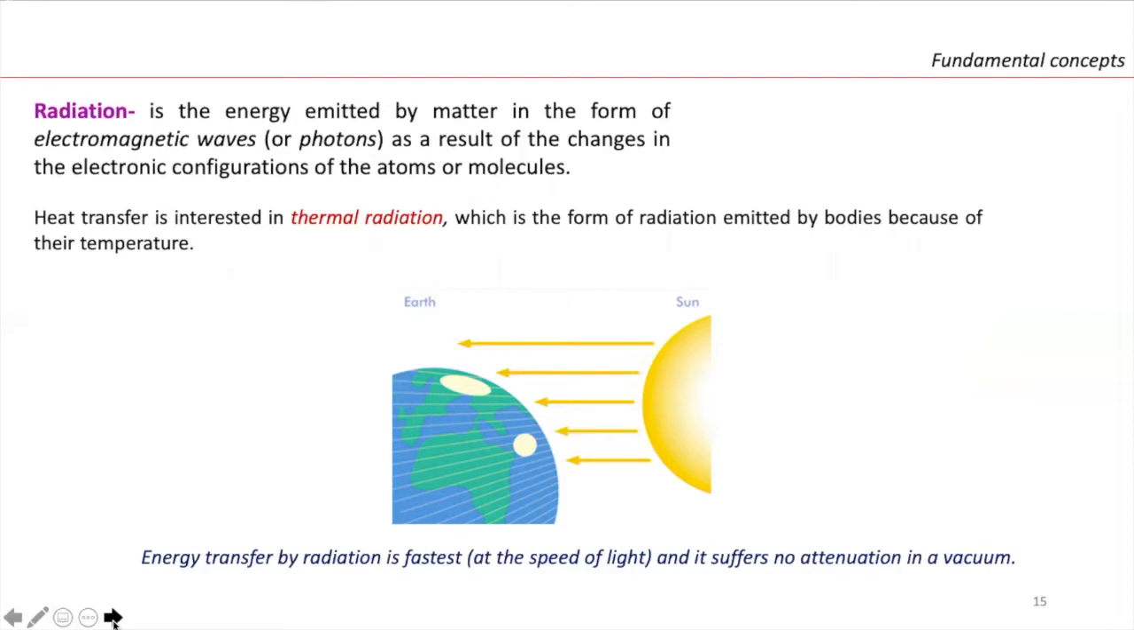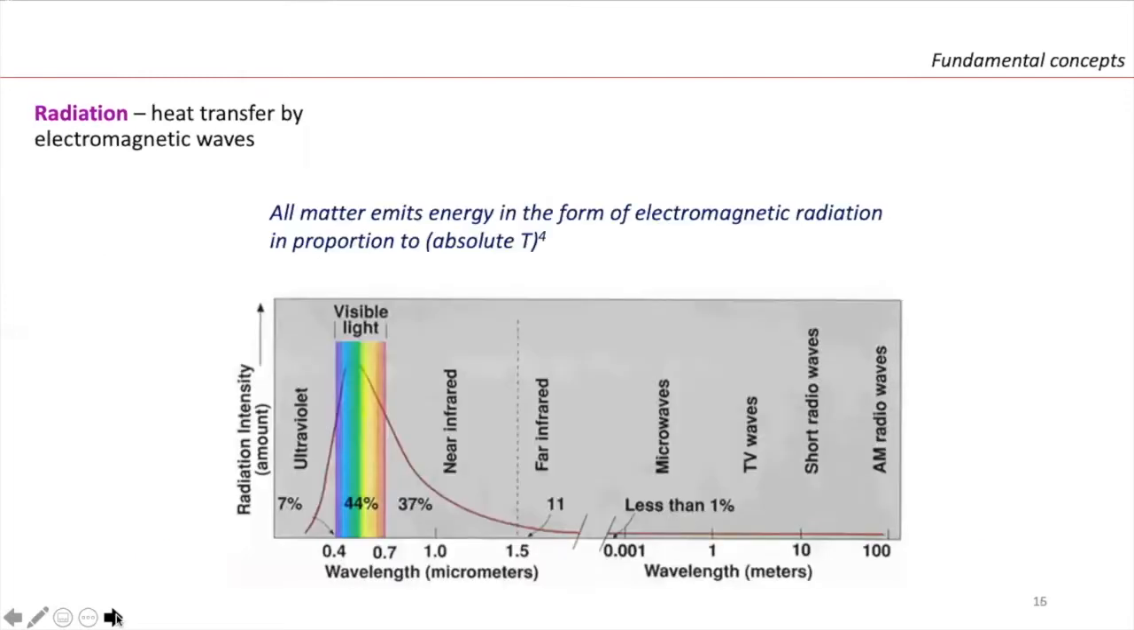Important note: energy transfer by radiation is fastest, at the speed of light, and it suffers no attenuation in vacuum. I'm sure you already know that. And as I already mentioned, radiation heat transfer occurs through electromagnetic waves. Here we just have a plot of the radiation intensity for several common wavelengths. It is important to remark that all matter emits energy in the form of electromagnetic radiation in proportion to absolute temperature to the fourth. That is very important in radiation, actually.